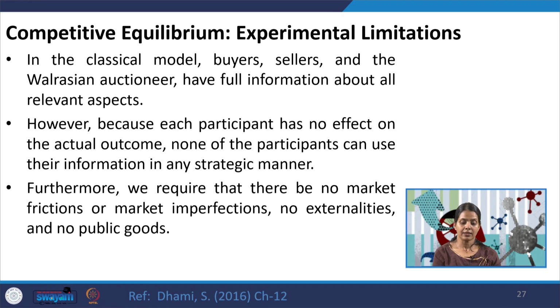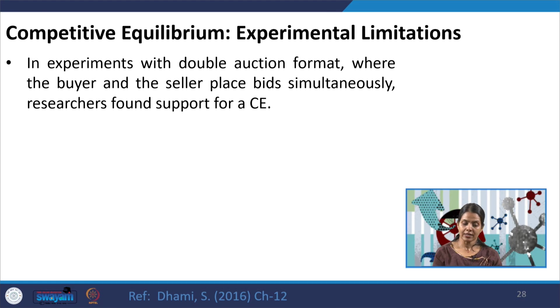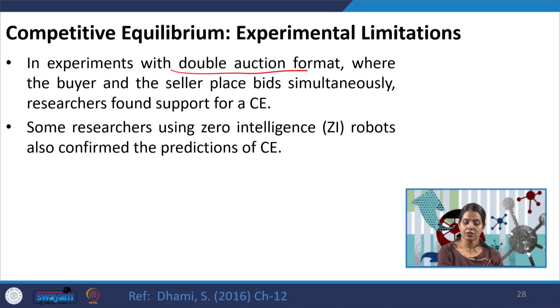Furthermore, we require that there be no market frictions or market imperfections, no externalities and no public goods. The assumptions behind a CE are unlikely to be met in actual practice. In experiments with double auction format, where the buyer and seller place bids simultaneously, that is the concept of double auction, researchers found support for a competitive equilibrium. Some researchers using zero intelligence robots also confirm the predictions of CE.